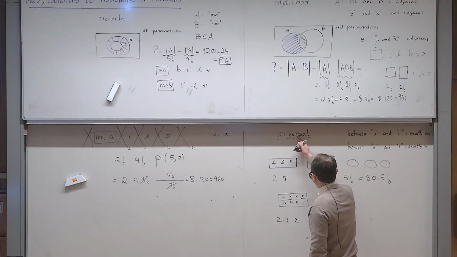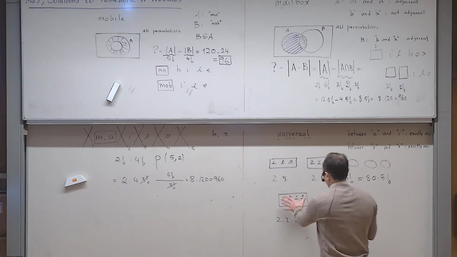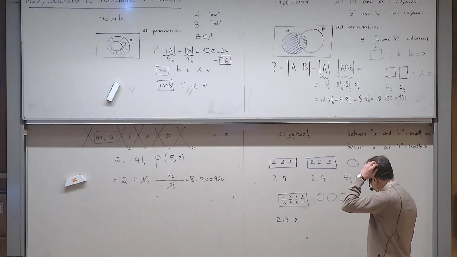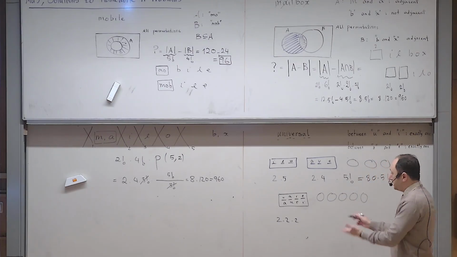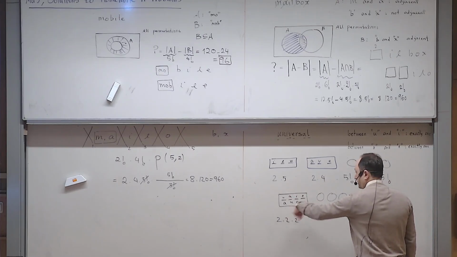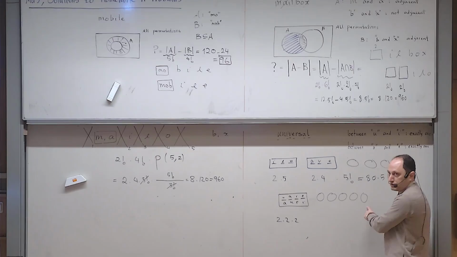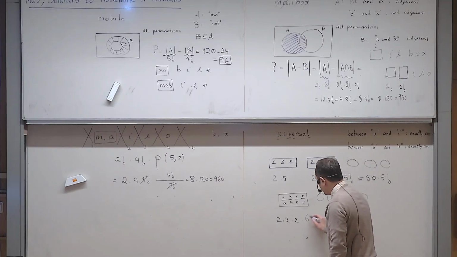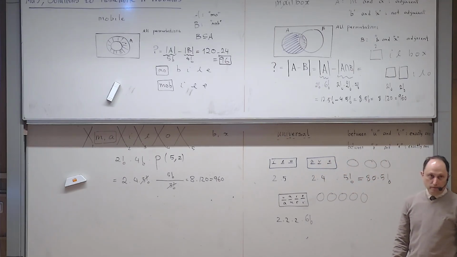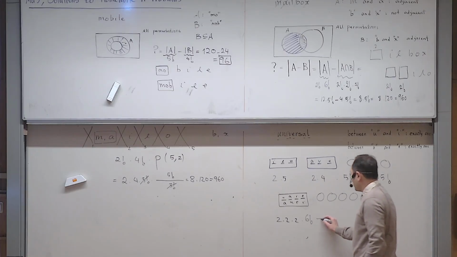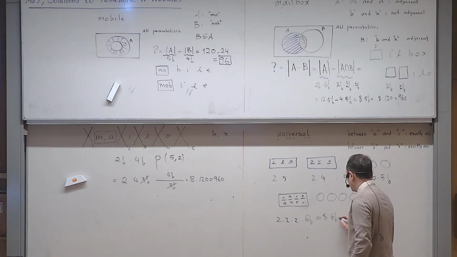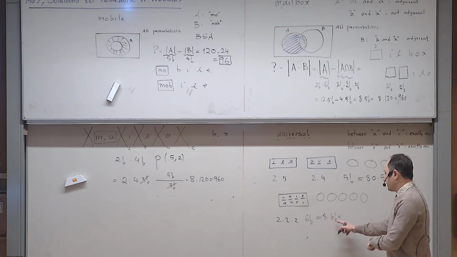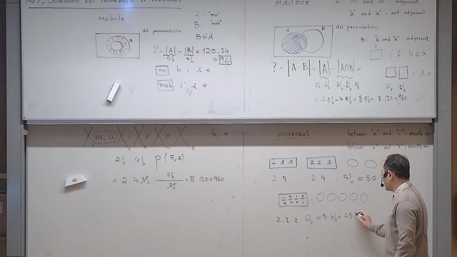So 1, 2, 3, 4, 5, 6, 7, 8, 9. 4 of them are used here. So how many items are left outside? 5. Yes? And now how many objects do you see? You see this box and 5 more letters. So in total, how many objects do you have? 6. So you have to multiply by an extra 6 factorial. Do you agree? So the answer to this becomes 8 times 6 factorial. But 6 factorial is 6 times 5 factorial, so it becomes 48 times 5 factorial.